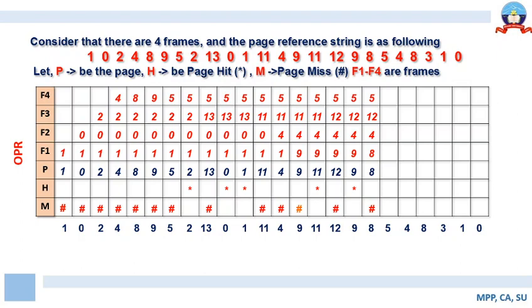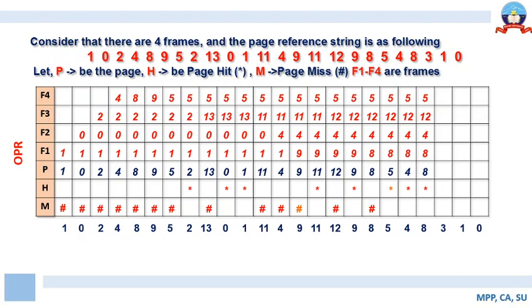After 8, there is a reference to page number 5. Since page number 5 is already available in the memory, we have a page hit. Since there is a page hit, no replacement is required. After 5, we have a reference to 4. 4 is already available in the memory, so again, we have a page hit. So no replacement is required. After 4, there is a reference to 8. 8 is already available in the memory, so we have a page hit. Since there is a page hit, no page replacement is required.